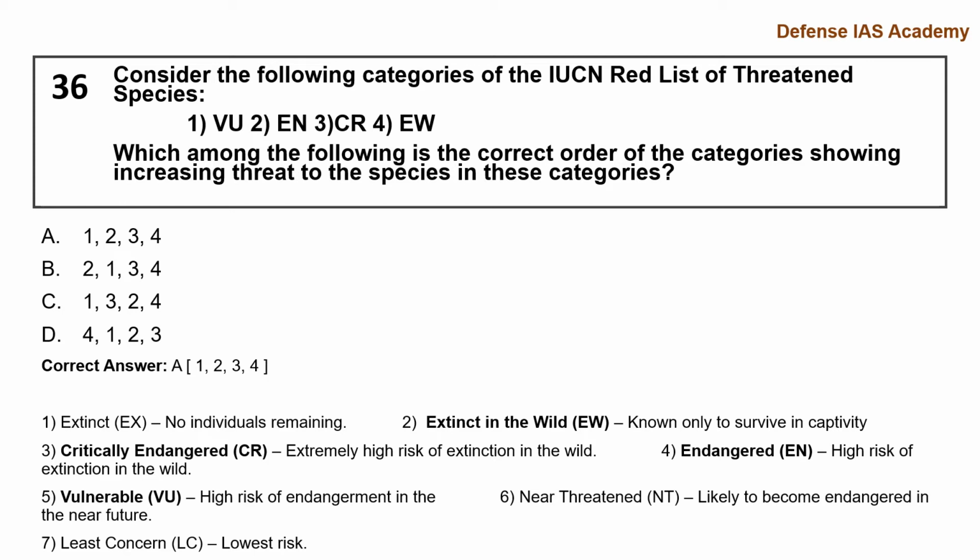Next is EN, which is endangered, means a high risk of extinction in the wild. Next is CR. CR is critically endangered, means extremely high risk of extinction in the wild. Next is EW. EW is extinct in the wild, known only to survive in captivity.